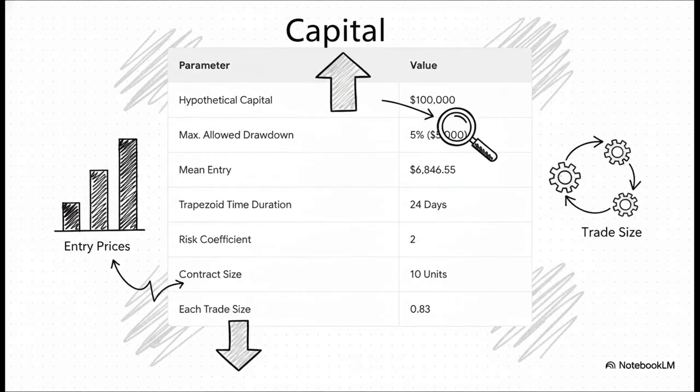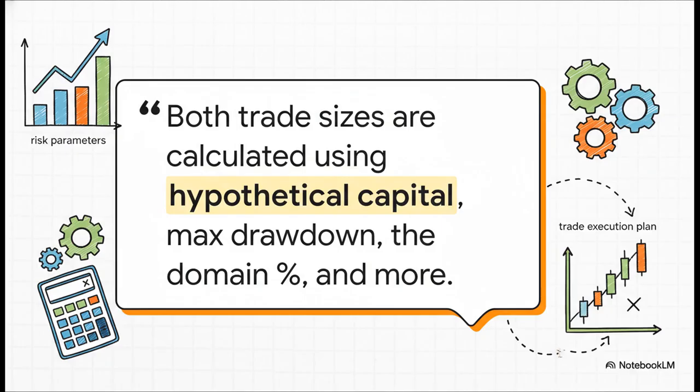As you can see, this whole plan is based on a very clear set of predefined risk parameters. We're starting with a hypothetical capital of $100,000 and a maximum allowed drawdown of 5%, or $5,000. These numbers here, well, they're what define the size of each trade. So, how exactly is the position sized? Well, the source material explains it perfectly with this sentence. Both trade sizes are calculated using the hypothetical capital, the investor's maximum allowed drawdown, the third triangle domain percentage, the risk coefficient, and the contract size. It's a direct formula linking those risk parameters straight to the execution plan.